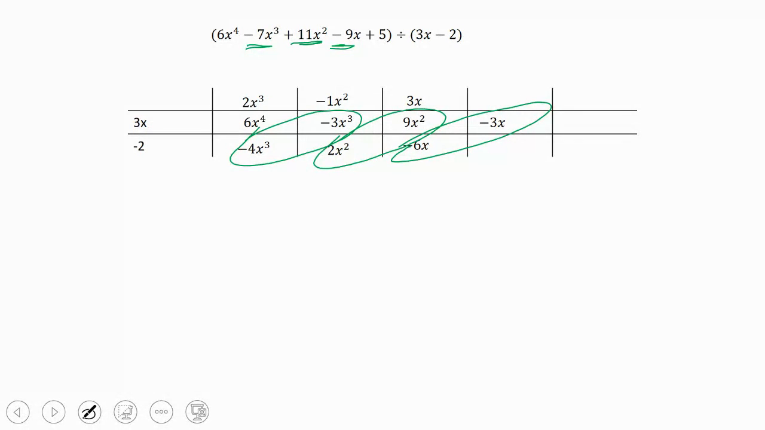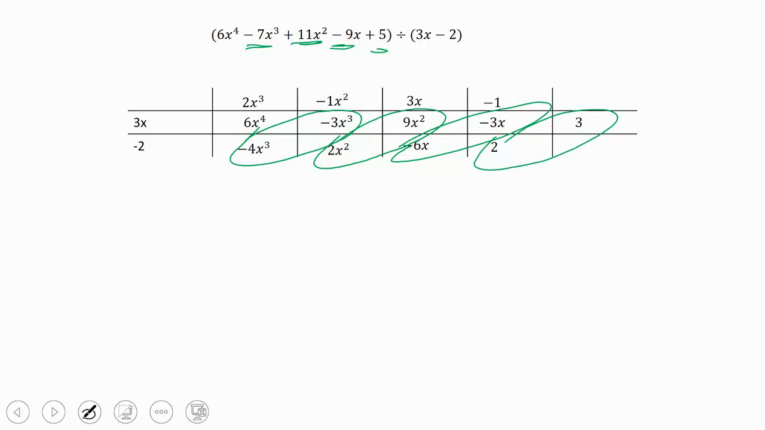And notice a lot of the same numbers are appearing here as in the last problem, but this might be easier for a lot of people. 3x times what makes negative 3x? Negative 1. Negative 1 times negative 2 makes 2. And I'm supposed to have 5. So this thing must be a 3 over here.